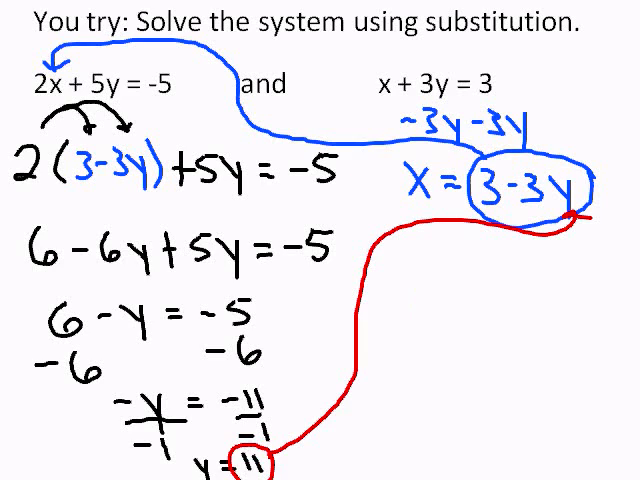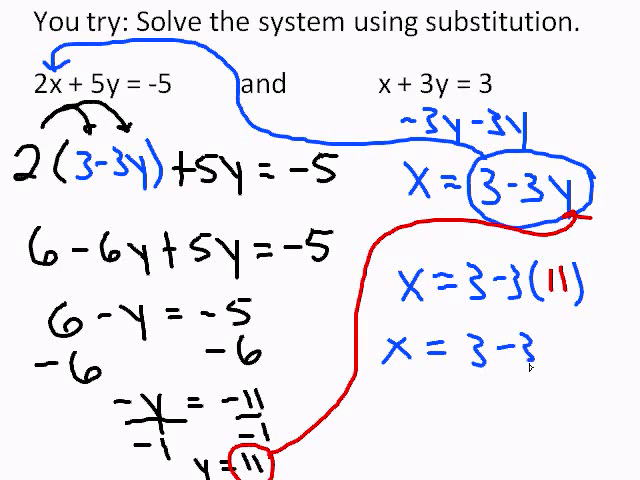our solve for equation that we had at the beginning. So we can get x is equal to 3 minus 3 times whatever y was. In this case, y was 11. Leaving us with x is equal to 3 minus 33, so x is equal to negative 30. So our solution then should be negative 30, comma, positive 11.